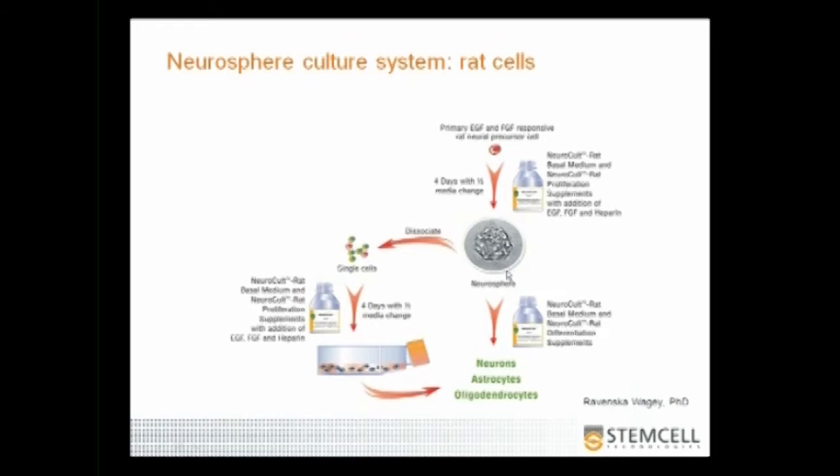At day 4, the neurospheres derived from rat cells are dissociated into a single cell suspension, and these can be replated under the same culture conditions as the first culture. At any time, the cells can be induced to differentiate into neurons, astrocytes, and oligodendrocytes in the complete differentiation medium.